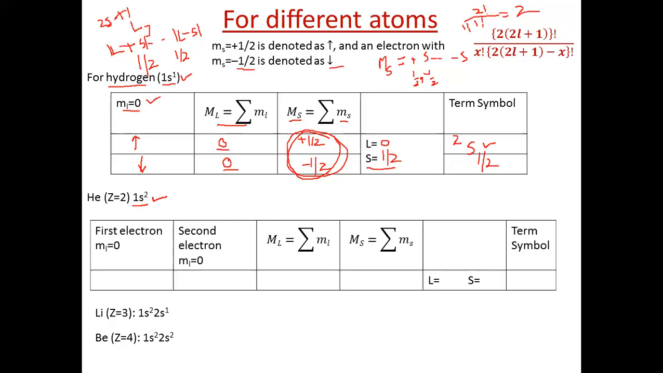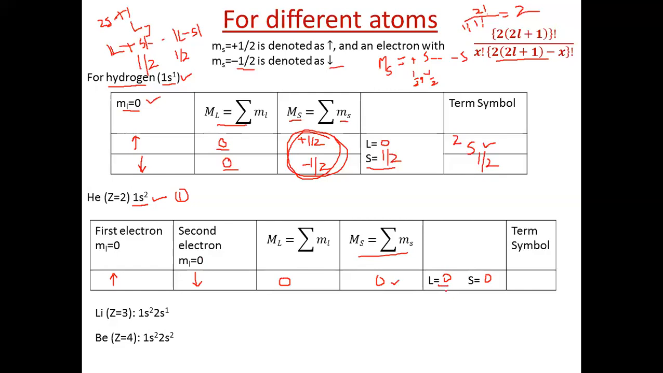Now let us calculate for 1s2. If you calculate the number of microstates by putting in this formula, you will see that we get only one microstate, that is one electron with the up spin, second electron with the down spin. Now what is the value of ml for this electron? Ml is 0. 1 into 0 is 0. For this again 0. 1 into 0 is 0. 0 plus 0 is 0. ms is plus half minus half, 0. So both L and S are 0, because if L is 0, ml is 0. If S is 0, ms is 0.